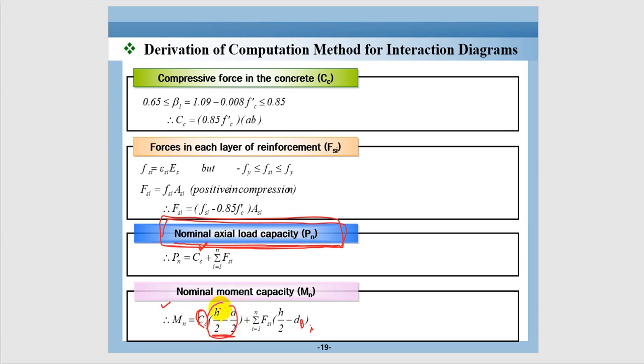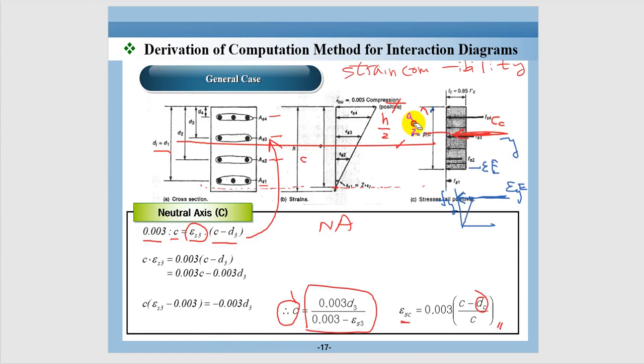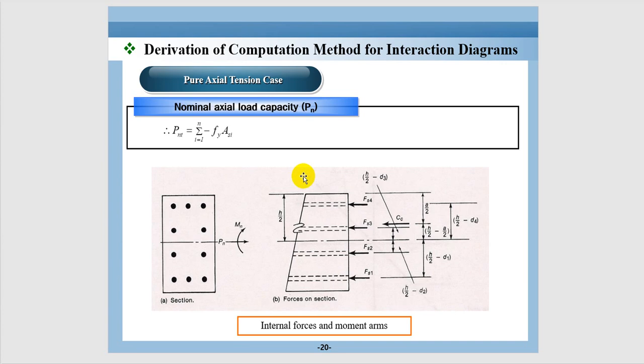Okay, so this little math gives you the moment due to the compression block. And what about the moment due to the levers at each layer? That's easy too. Let's take a look at this one, which is easier to understand. Here, for example, F4 is multiplied by the moment arm, which is this. This is nothing more than subtracting this from h/2, and this is d4 by definition.